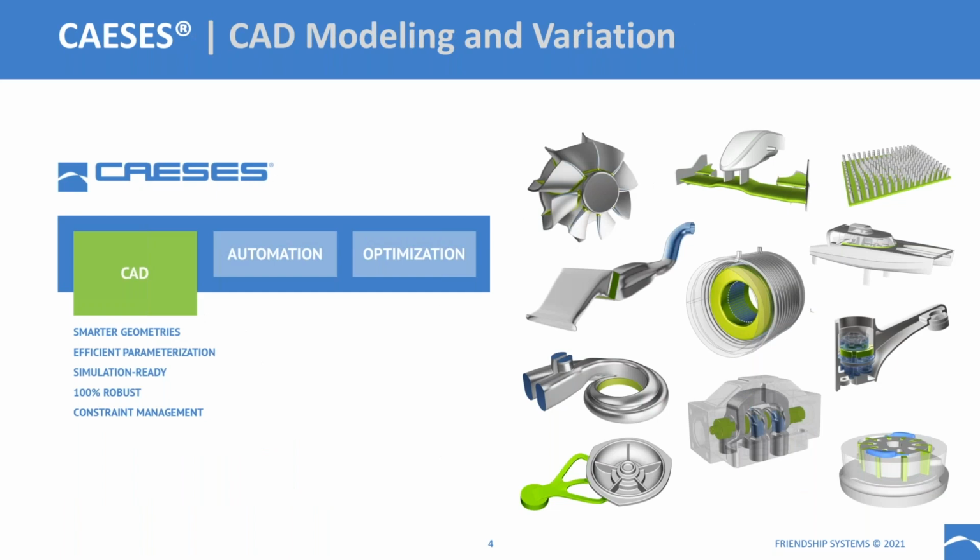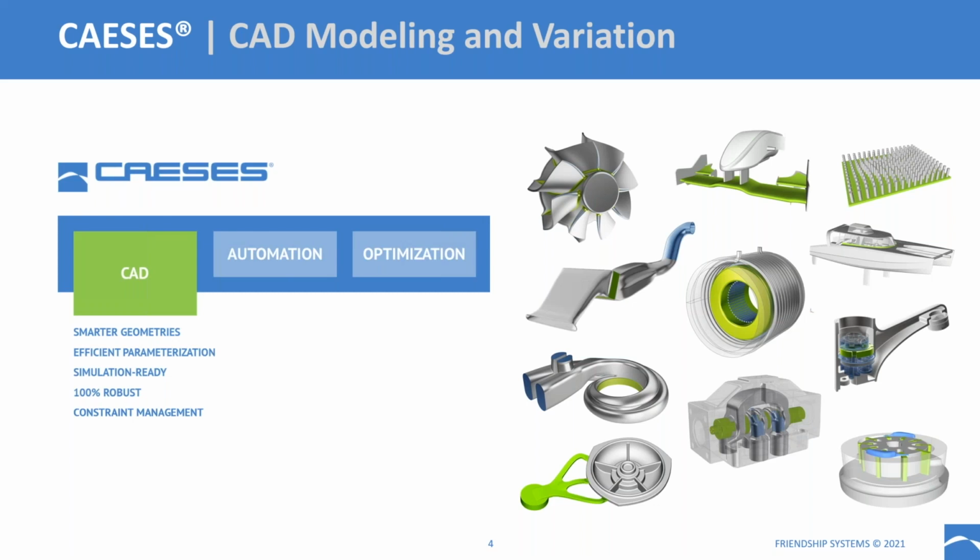So let's look at the different components that make up CAESES. And the first one is the CAD environment. I've talked about that already a little bit. So we have a focus here on creating smart geometry models that are efficiently parameterized, which gives us a lot of flexibility in changing the geometry.